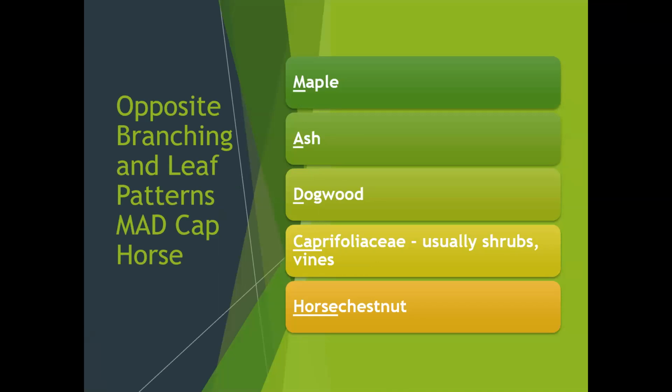They're broken into opposite and alternate leaves. So we're going to start with the opposite branching patterns.